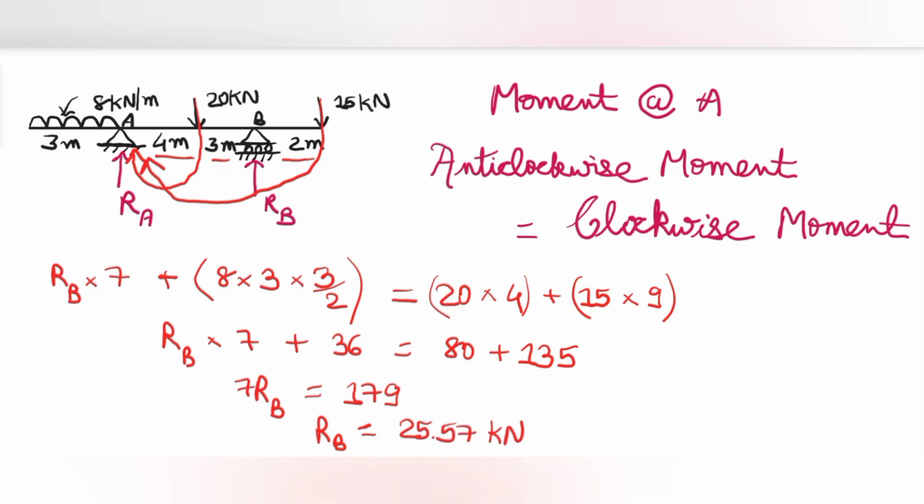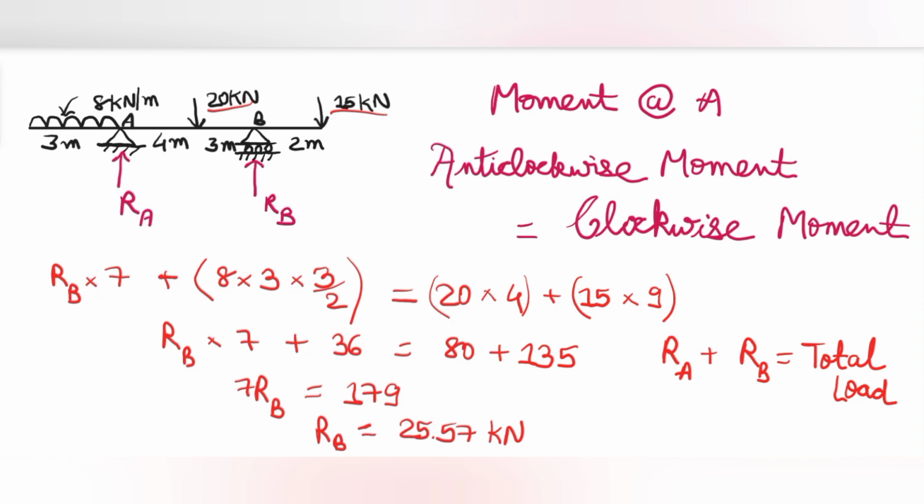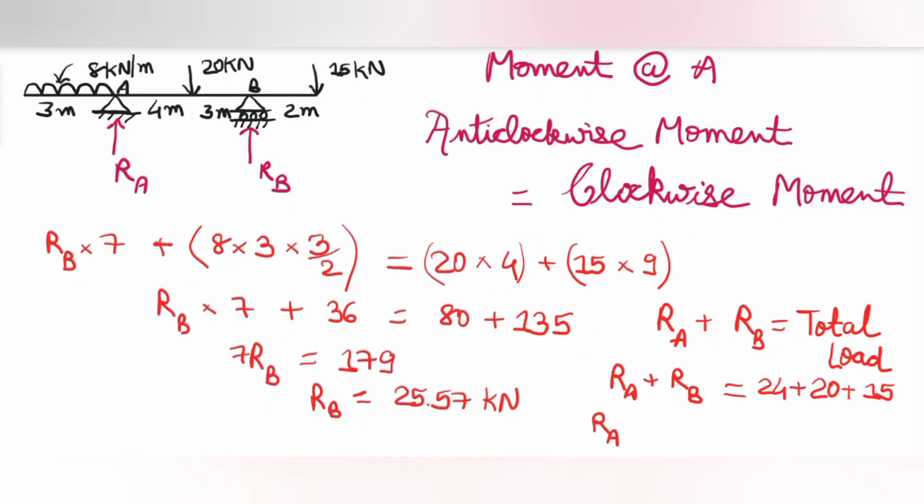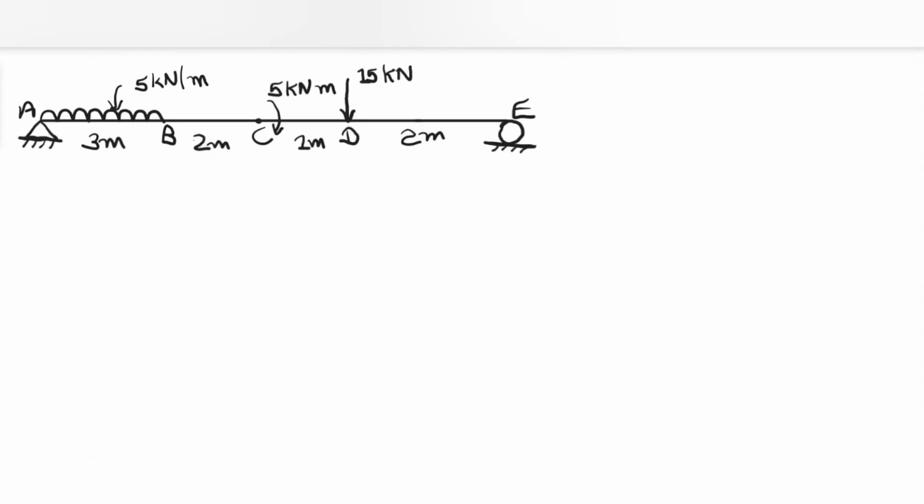Now we want to find the reaction at A. So reaction at A plus reaction at B is equal to total load. Now let's see how much total load is acting. So the total load will be 20 kilonewton plus 15 kilonewton plus this 24 kilonewton. So we have 24 plus 20 plus 15, and we have already found RB. So RA is equal to 59 minus RB, which is 25.57. So we get RA is equal to 33.43 kilonewton. We have got both of our support reactions for this beam.